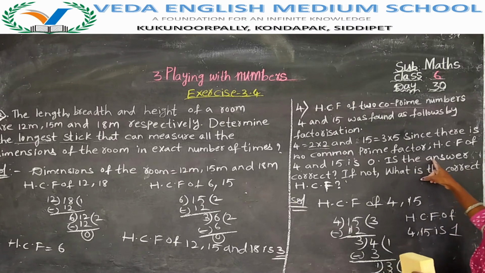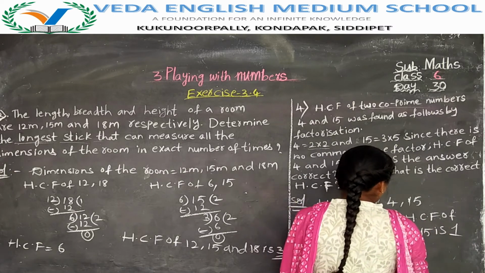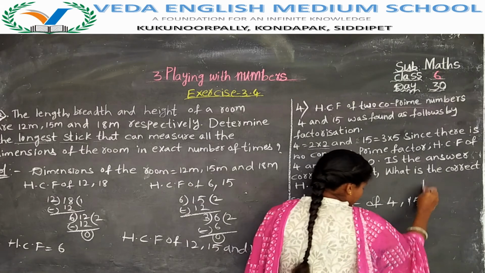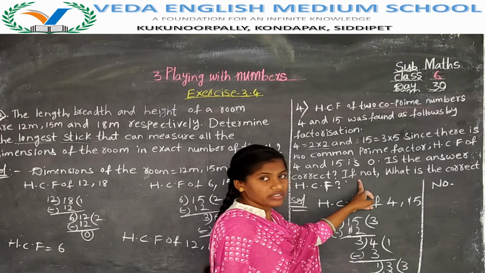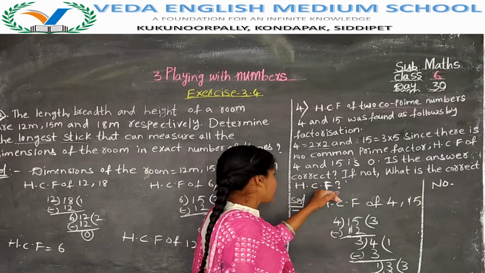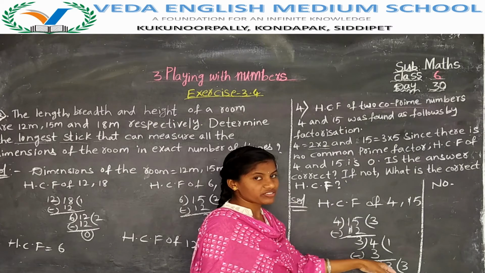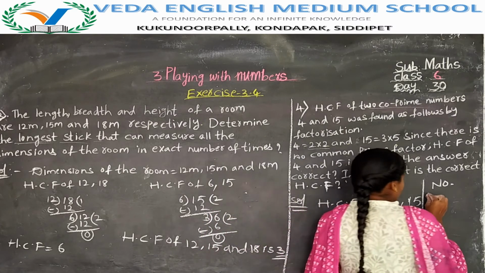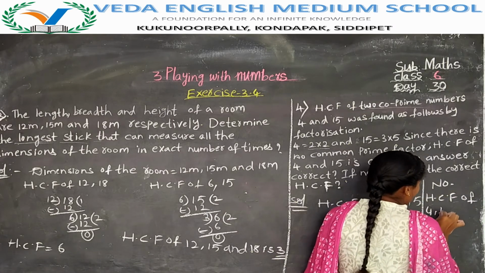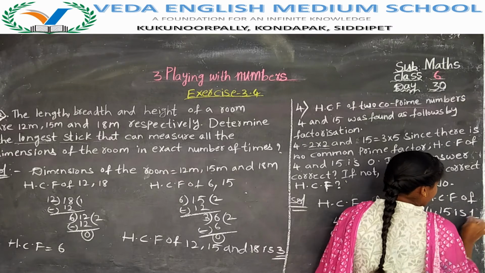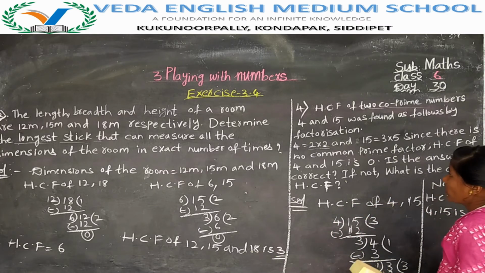Is the answer correct? First you have to write no, after the completion of this HCF. If not, what is the correct HCF? The answer is not correct, so we have written no. What is the correct answer? The correct HCF is 1. So here you have to write HCF of 4, 15 is 1. It is the solution for the fourth problem.